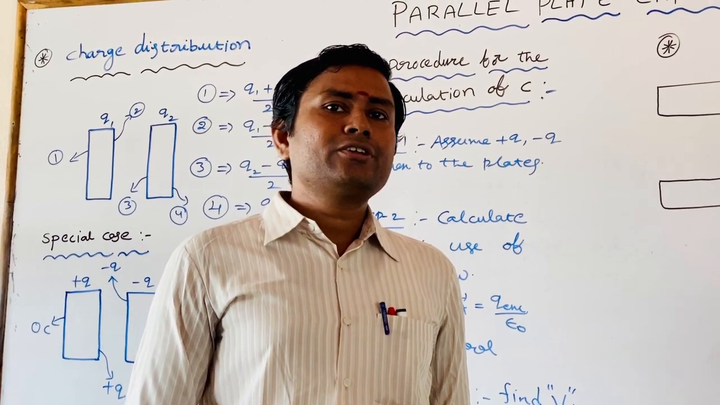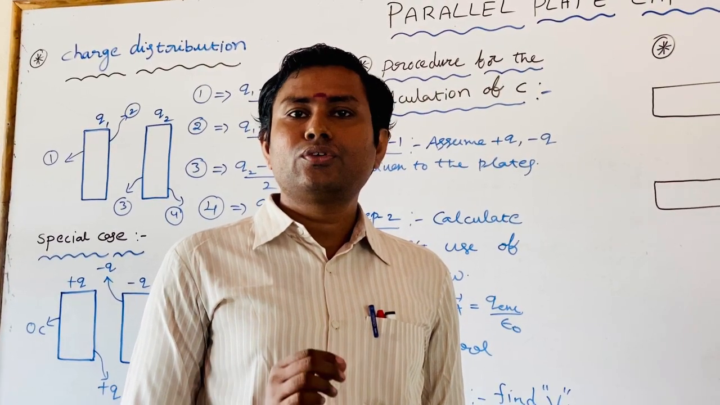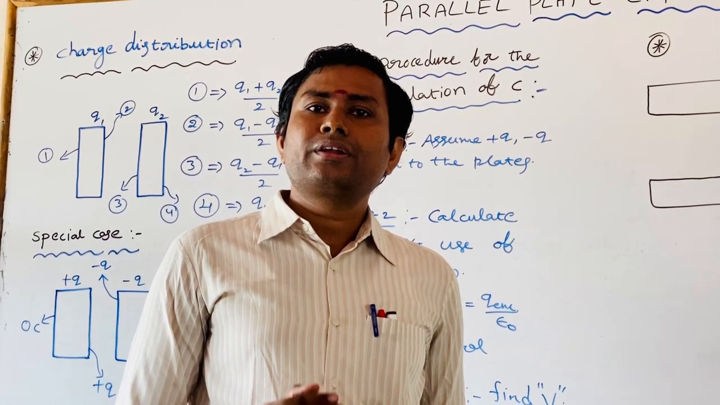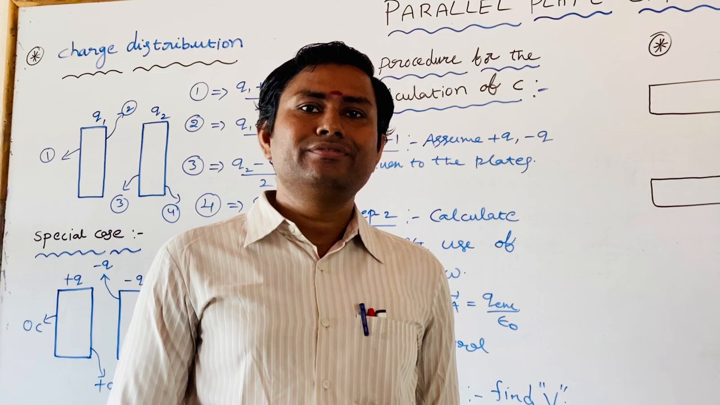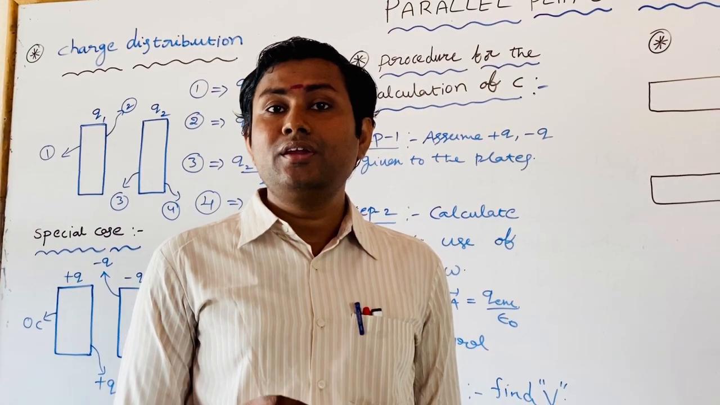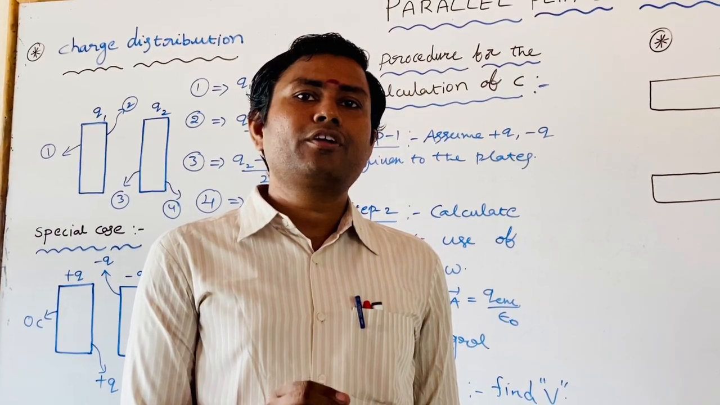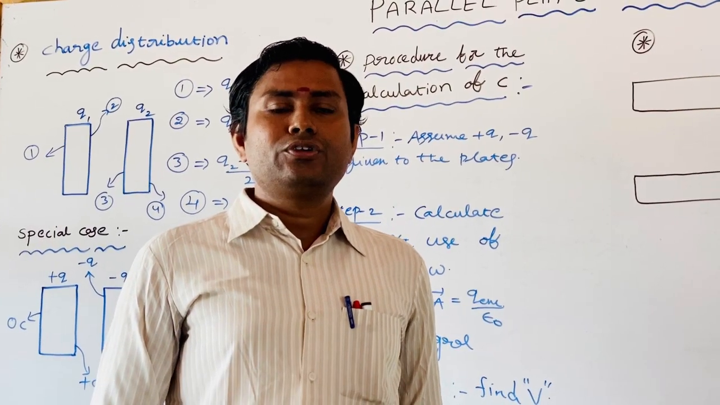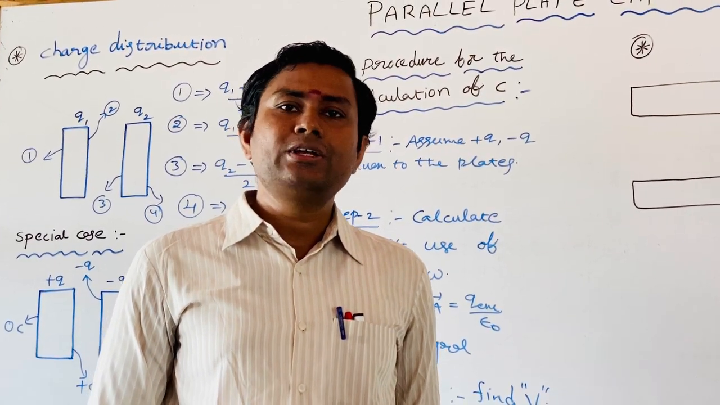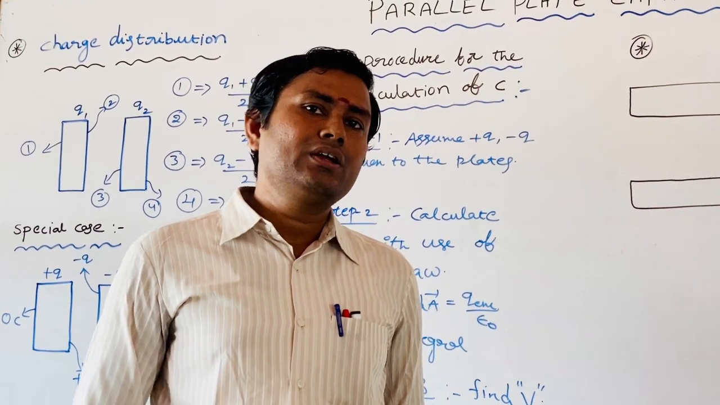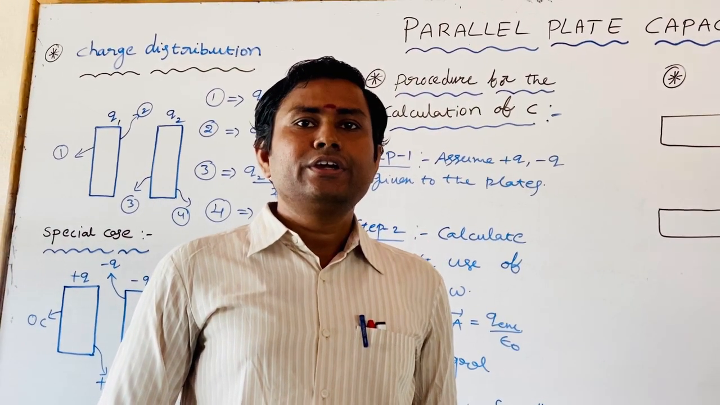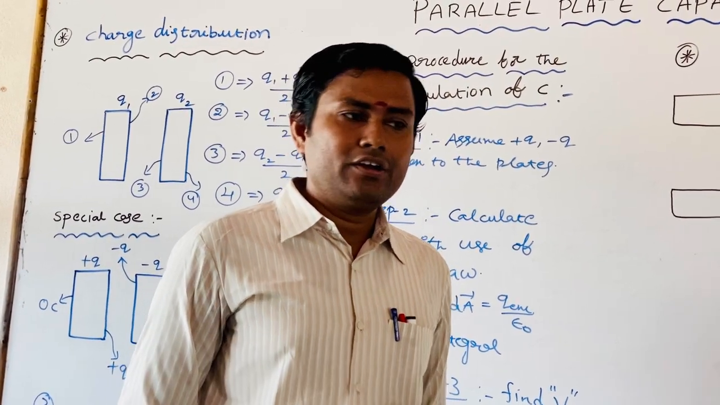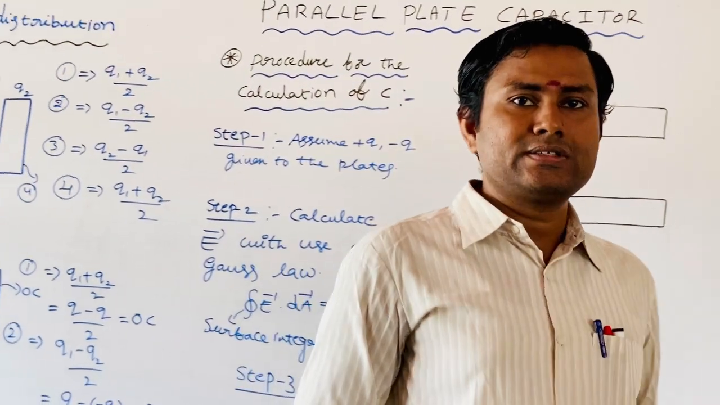After the calculation of the electric field, utilize the expression that the change in electric potential is equal to the negative of the line integral of the dot product of the electric field vector and the displacement vector to calculate the potential difference. After the calculation of the potential difference, use the expression C is equal to Q by V in order to calculate the capacitance.